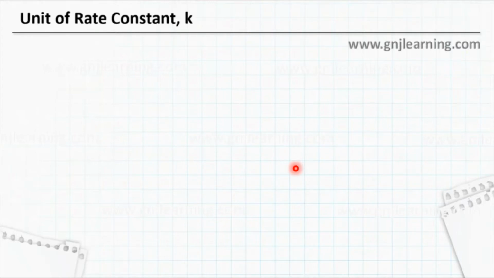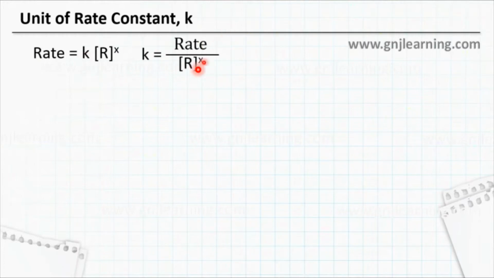For a reaction where there is only one reactant R, according to the rate law, rate is equal to K into R raised to X, where X is the order of the reaction. If you rearrange this, what is K? K is equal to rate divided by the concentration of R raised to X. You just rearrange the rate law.